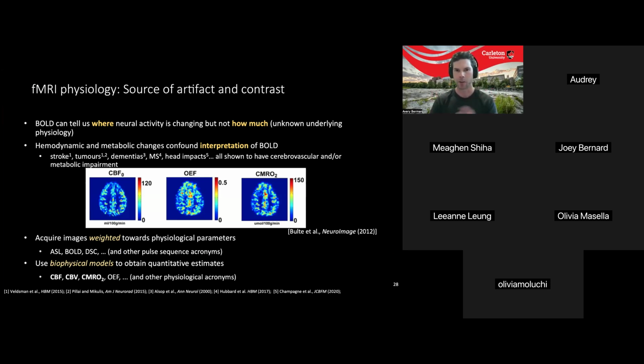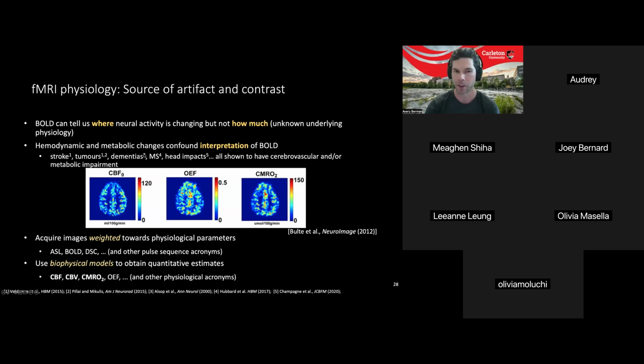Okay, so let's go back to the main problem. The BOLD signal can tell us where neural activity is changing, but not by how much. There's just too much going on underneath the BOLD signal. There are changes in hemodynamics, so blood flow and blood volume, as well as metabolic changes like oxygen metabolism. The combination of these two changes confounds our interpretation of the BOLD signal. We don't know how much any of those physiological factors is changing.